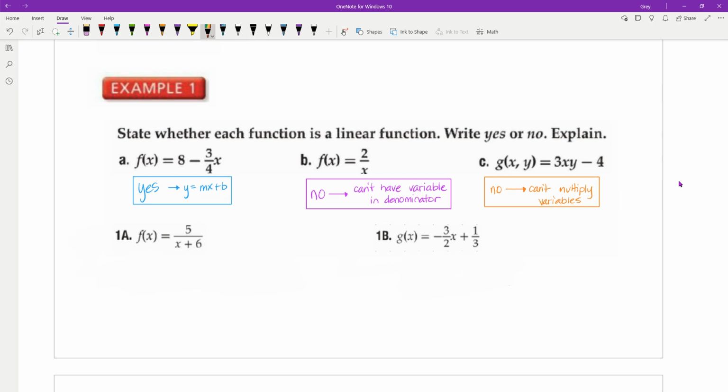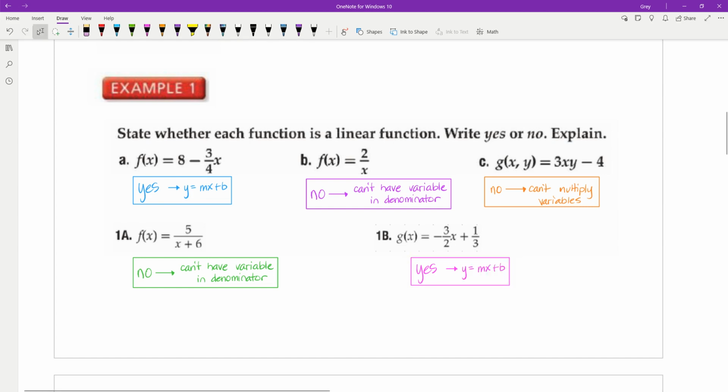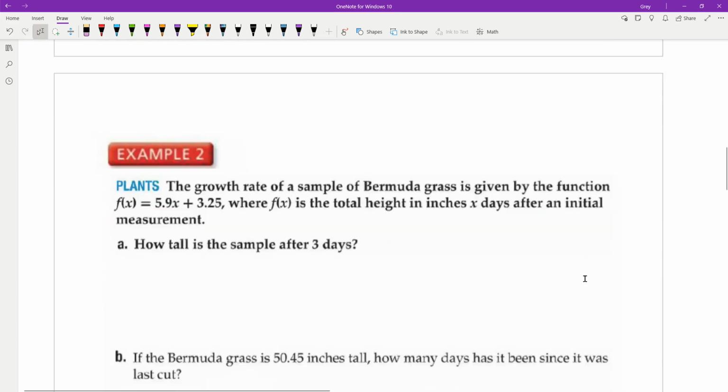1a says f of x equals 5 over x plus 6. Is that a linear function? No, because I cannot have variables in the denominator. And 1b, g of x equals negative 3/2 x plus 1/3. And the answer to that is yes, it is. And people kind of get misled, but it's similar to the first one. X is not in the denominator, so it's fine, and it has that form of y equals mx plus b.